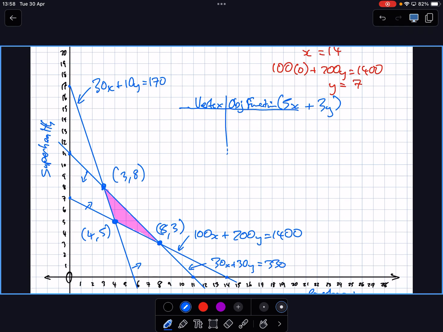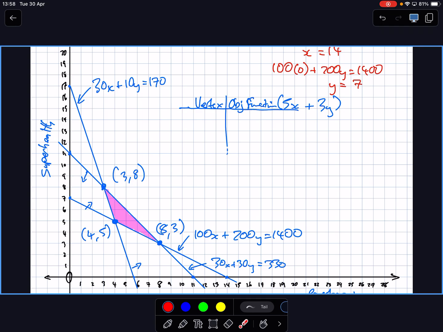And hopefully I can illustrate to you why the Simplex algorithm works. Right now, we have a bunch of solutions in this colored triangle. 3, 8 could work. 4, 5 could work. 8, 3 could work. But also, this dot here, 5, 6 could work. 5, 5 could work. I don't have time to check every solution.